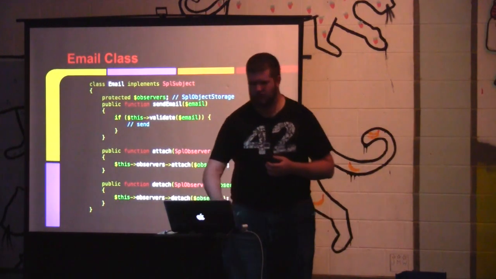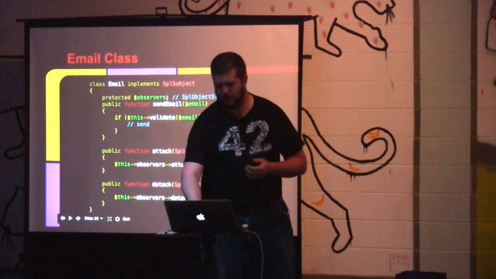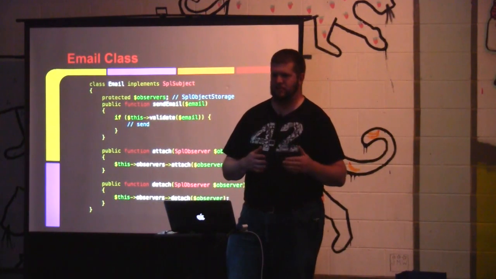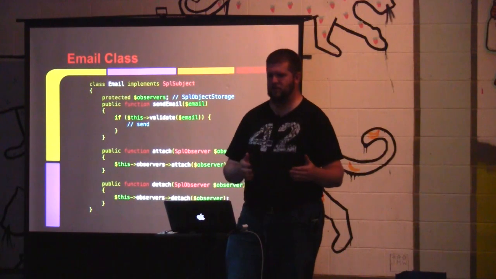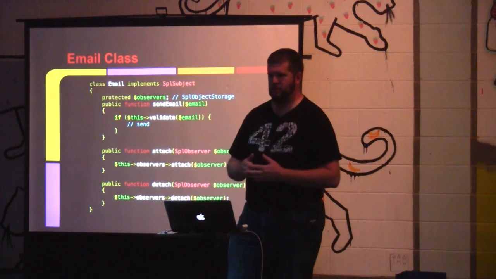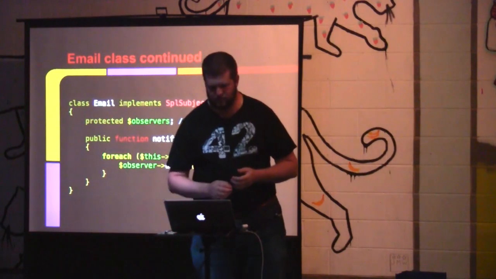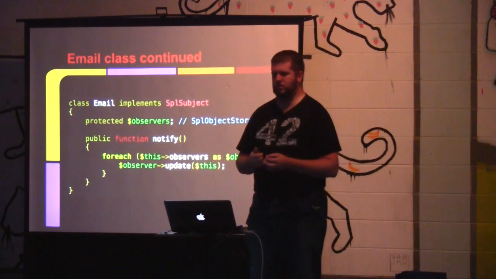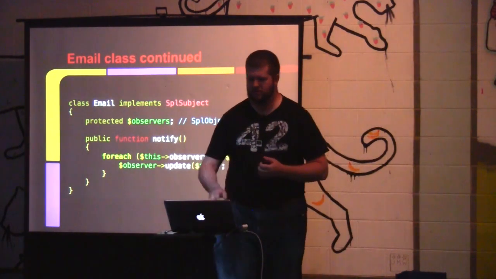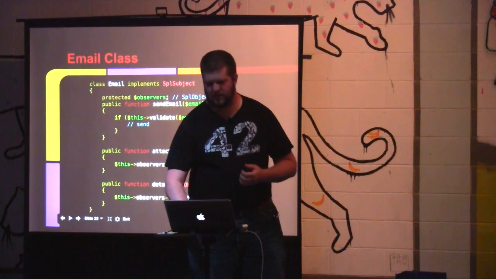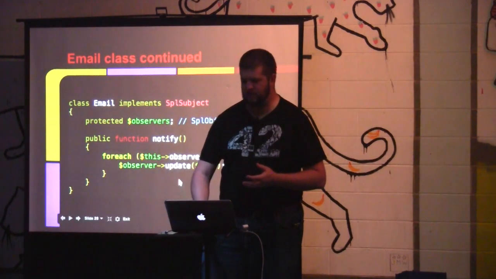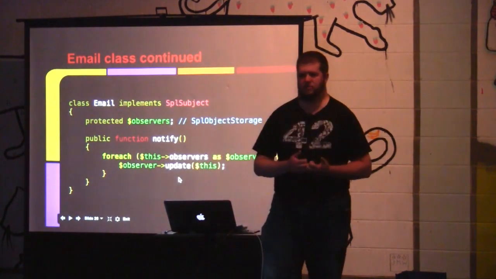So observers here is an SplObjectStorage, which allows me to differentiate one object from another and access it by the object and say, does this object exist in you, or erase a particular object, or whatever I want to do. Then I've got my notify function, and all I do in notify is loop over the observers that have attached. Because the observers had to be SplObserver, I know that they have a certain method available, and that method is update. So every single thing I've attached has an update method.